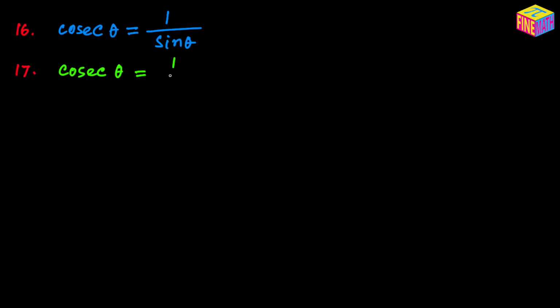You can say, okay, cosecant theta is equal to 1 over sin theta, and then we know that sin theta is equal to square root of 1 minus cosine square theta. So now cosecant theta has been written in terms of cosine of theta. Next we are going to convert cosecant theta into tangent of theta.